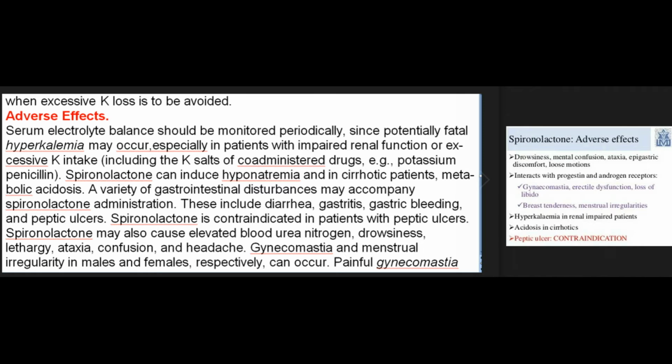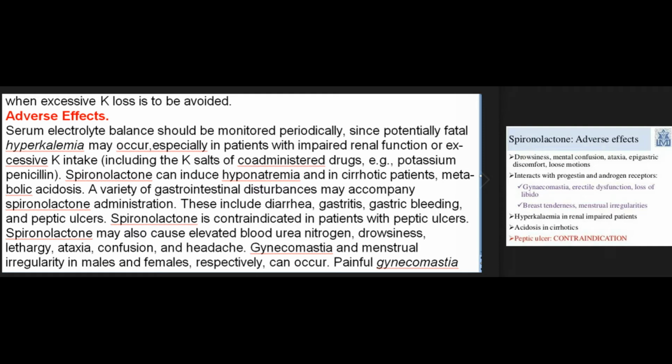Adverse effects. Serum electrolyte balance should be monitored periodically, since potentially fatal hyperkalemia may occur, especially in patients with impaired renal function or excessive K intake, including the K salts of co-administered drugs, for example potassium penicillin. Spironolactone can induce hyponatremia and, in cirrhotic patients, metabolic acidosis. A variety of gastrointestinal disturbances may accompany spironolactone administration. These include diarrhea, gastritis, gastric bleeding, and peptic ulcers. Spironolactone is contraindicated in patients with peptic ulcers.